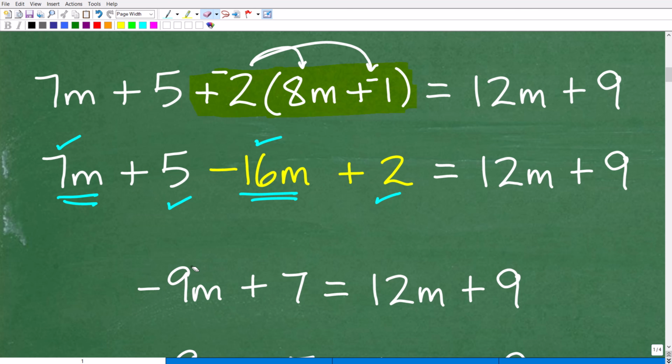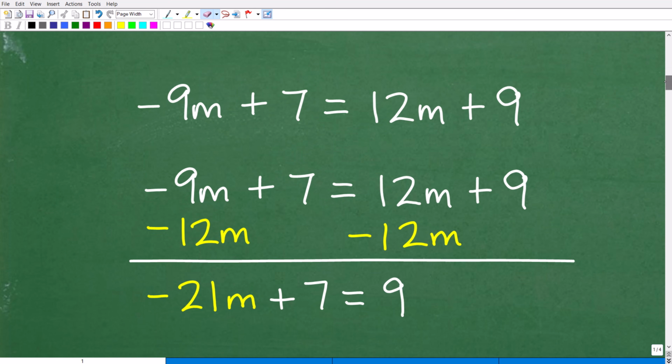So this is the result of cleaning up the left-hand side. The right-hand side, we just have a variable term and a number. So this is where we're at so far. Okay, so what do we do now? Well, there's nothing more we can do in terms of combining like terms on the left-hand side or the right-hand side. So now we have to start moving things over both sides of the equation here, okay?